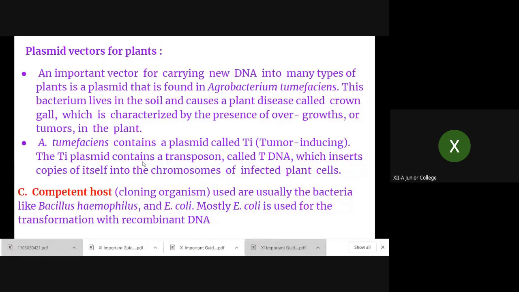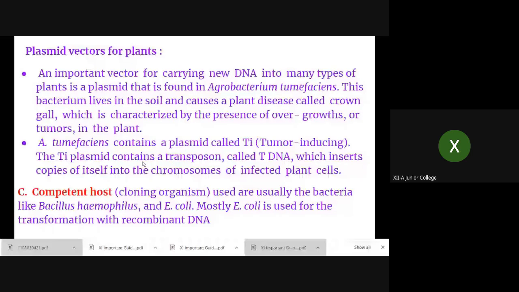Okay, so the bacterium Agrobacterium tumefaciens contains a plasmid called the Ti plasmid. T means tumor, I means inducing. That means A. tumefaciens contains a plasmid called the Ti plasmid, that is, the tumor-inducing plasmid. And this tumor-inducing plasmid contains a transposon called T-DNA, which inserts copies of itself into the chromosomes of the infected plant cell.